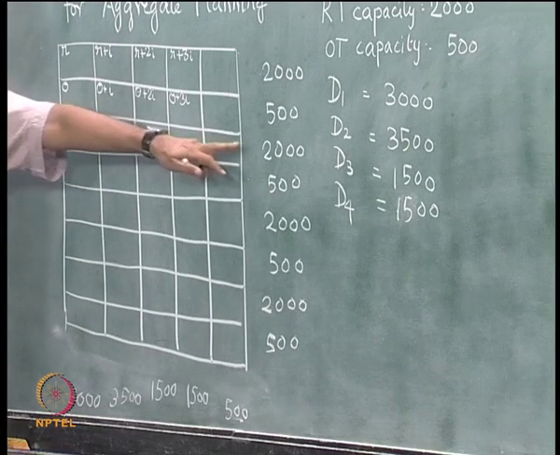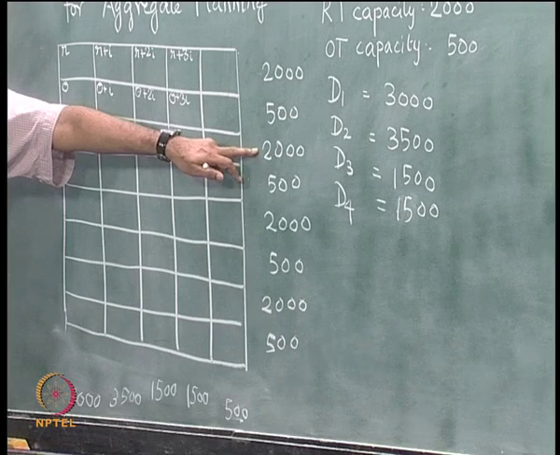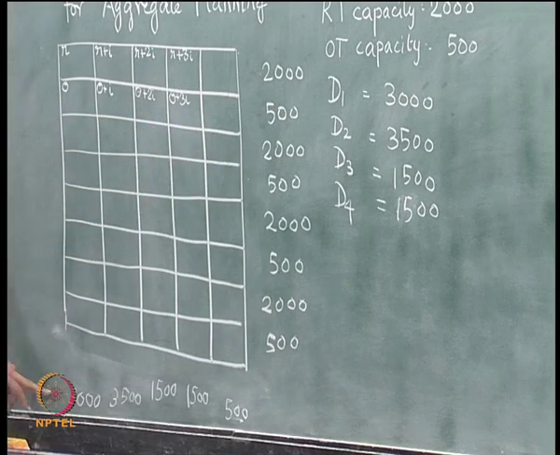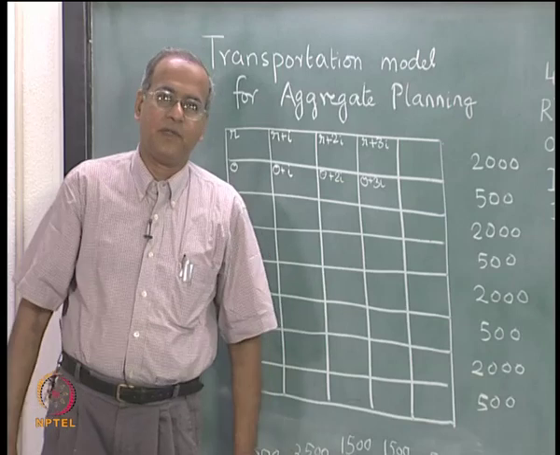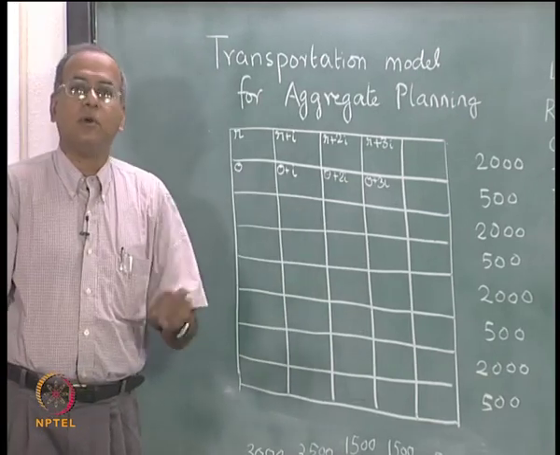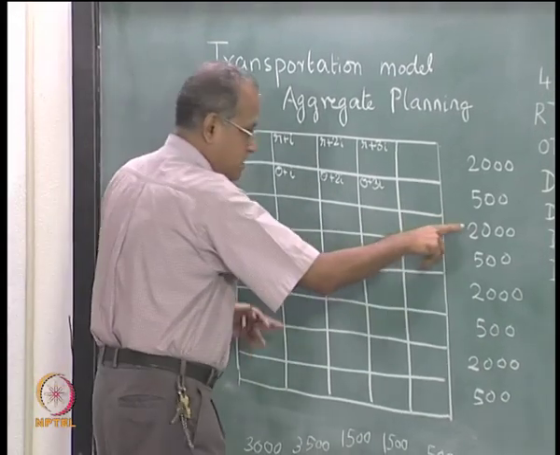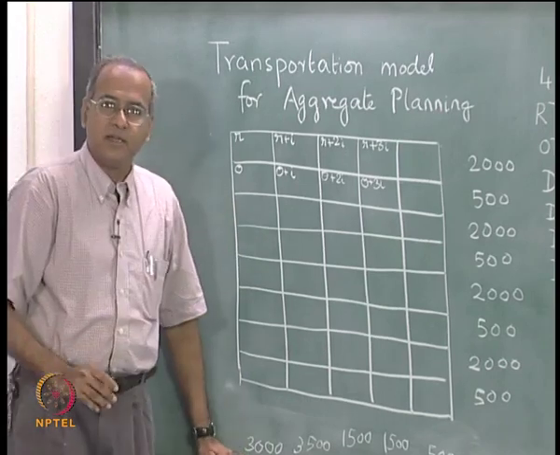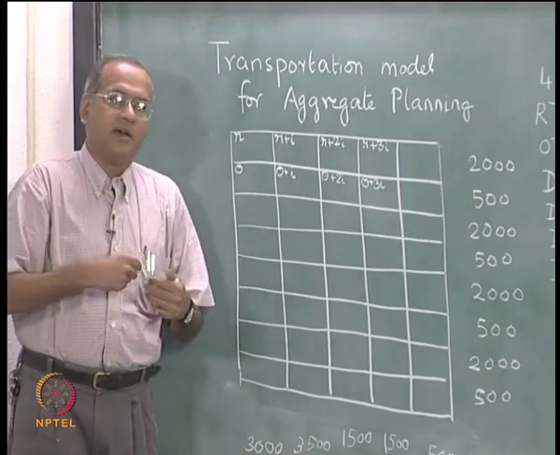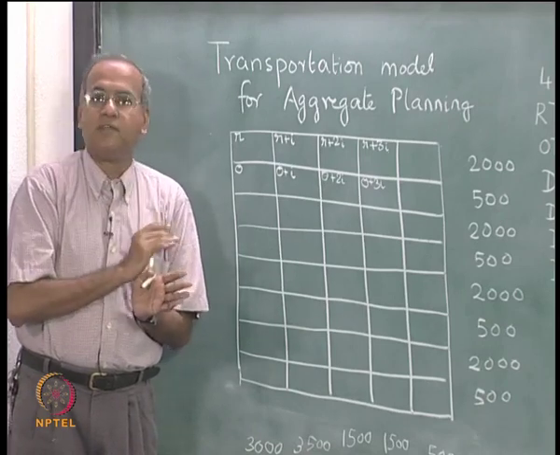Now if I use this supply of 2000, which is regular time available in the second period, to meet the demand of the first period, it means I am producing in the second period and meeting the demand of the first period. That I can do only if I allow back ordering. It means if I use this to meet this, then I am not meeting the demand entirely in the first period, I am back ordering, and from the second month's regular time I am trying to meet the demand of the first month.